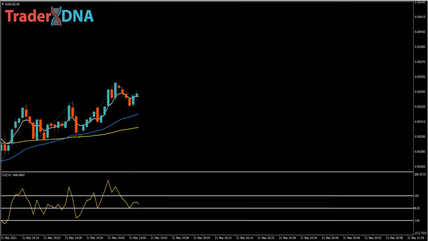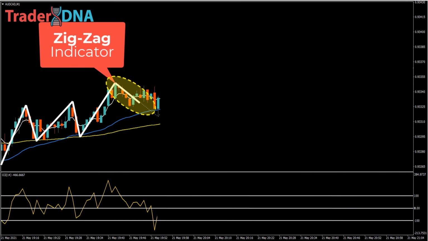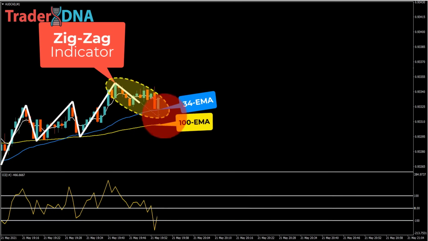Here's another powerful setup example. Take a look at this chart. First, the zigzag indicator clearly maps out a bullish market structure. Then the uptrend starts losing momentum, pulling back into the support zone between the 34 period EMA and the 100 period EMA. Notice how the 34 period EMA stays above the 100 period EMA. That's exactly what we want to see in a bullish setup.